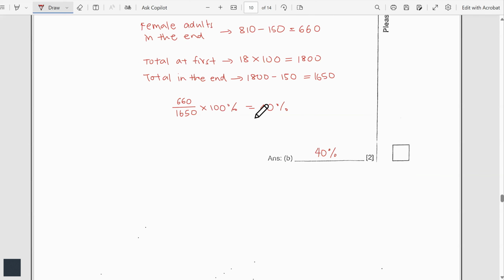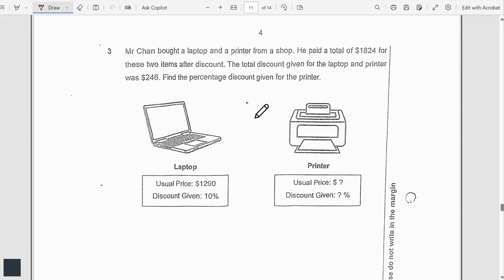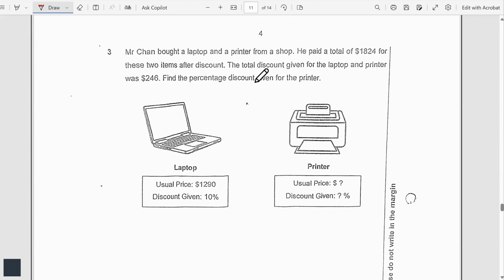Okay, next, question 3, the last question. Mr. Chan bought a laptop and a printer from a shop. He paid a total of $1824 for these two items after discount. The total discount given for the laptop and printer was $246. Find the percentage discount given for the printer.